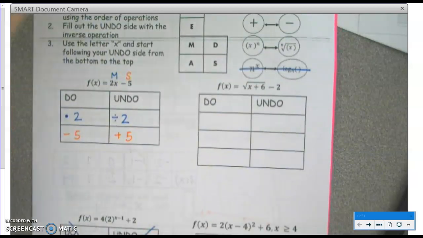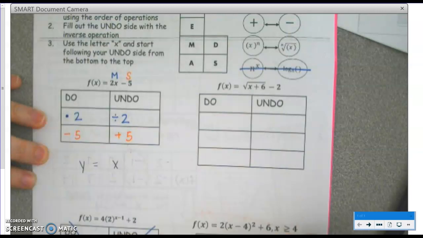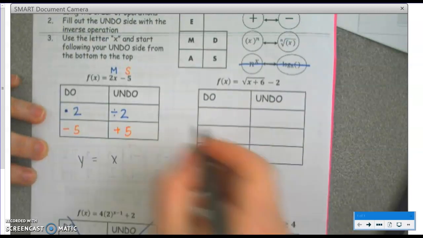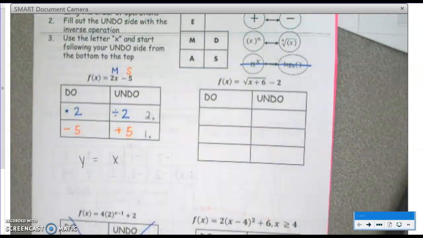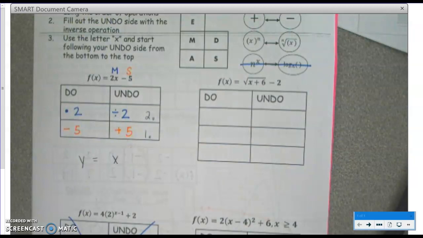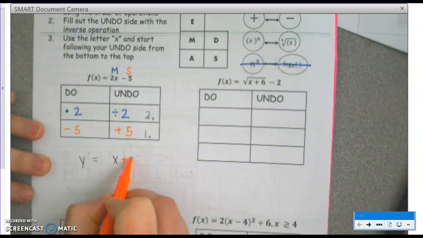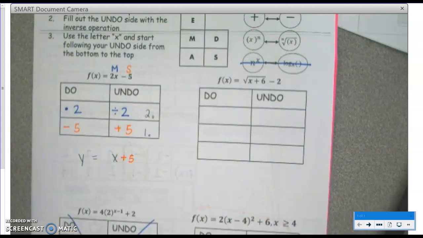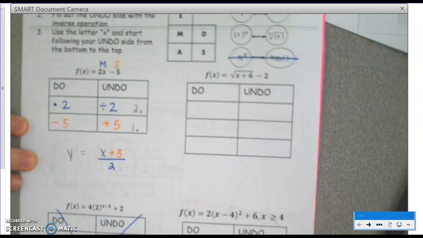All right, now to build the equation is really simple once you have the list filled out. So we start with just y equals x because we're writing the equation of a function. And we follow the undo list from the bottom to the top. And think of these like little building blocks. Whatever your next step is, builds off of what you wrote for the previous step. So far all I have is x. My first step says to add 5. And then that's telling me to divide everything by 2. That is my new equation. I'm done.